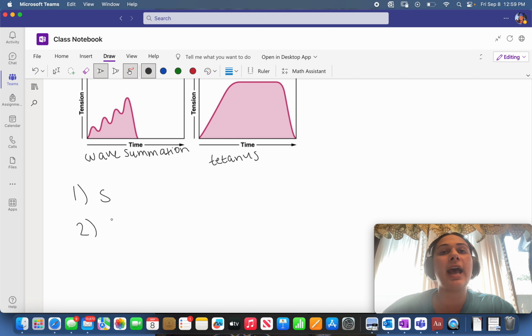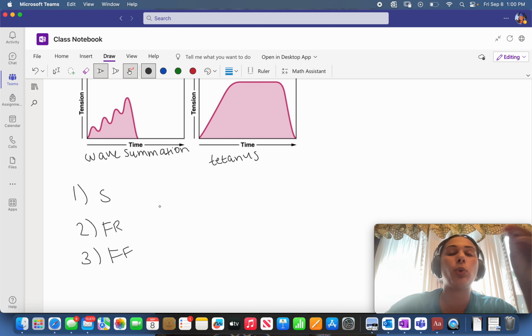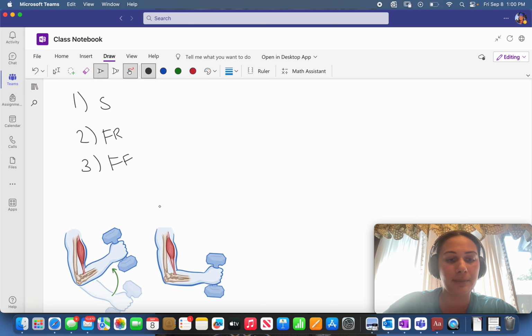After that, we're going to have FR, or fast resistant muscle fibers. Those are going to have a little bit larger force and a faster contraction time. And lastly, we're going to have FF, or fast, easily fatigable. These have a large force and a fast contraction. So that's the order of the motor unit recruitment.